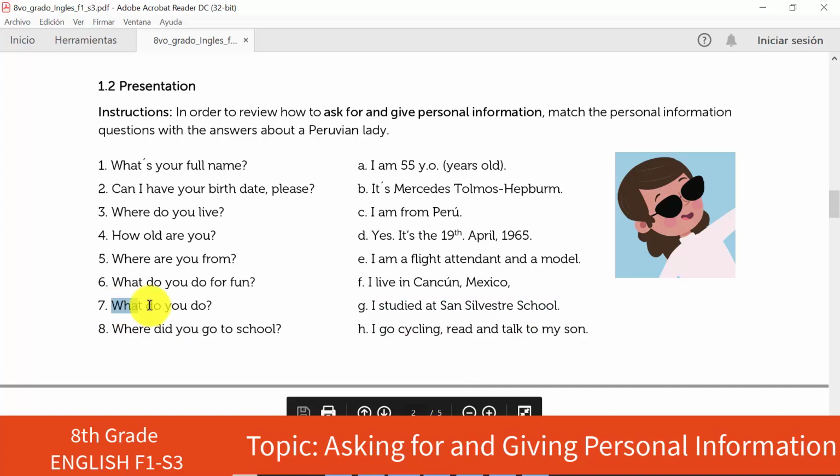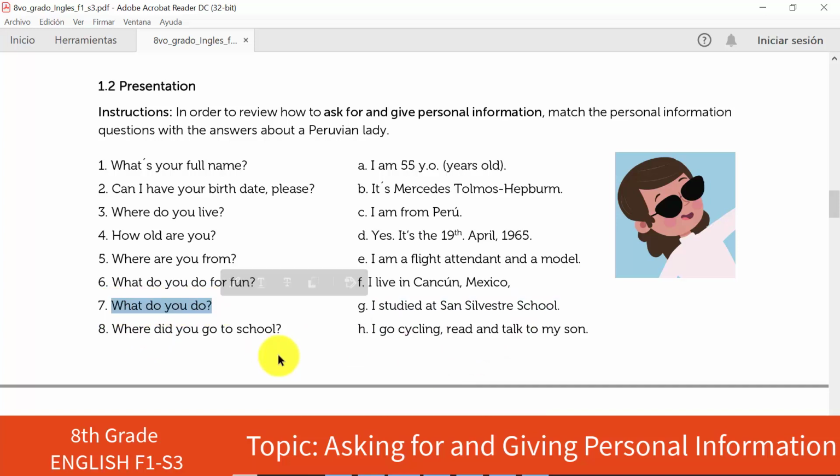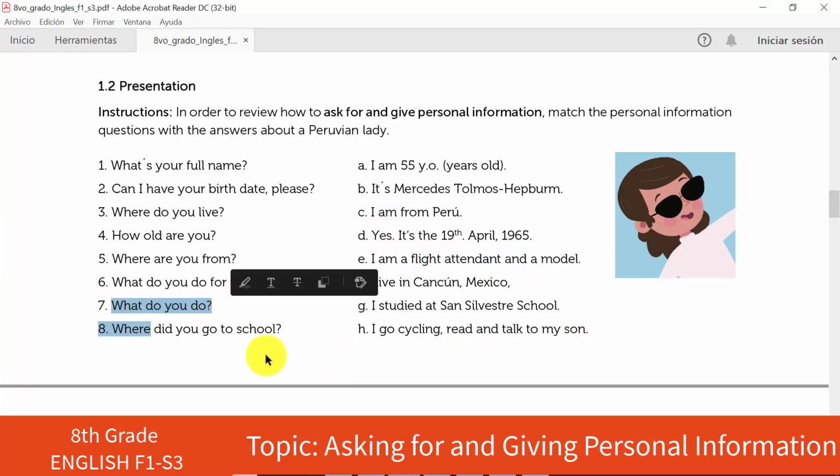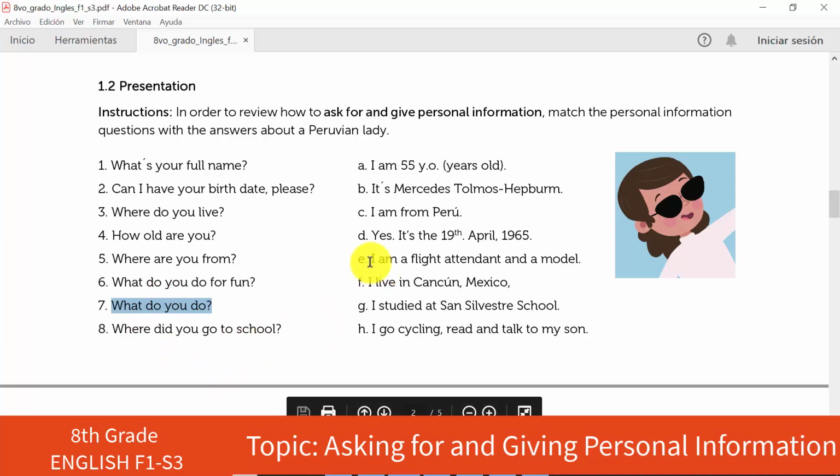Now, attention here. What do you do? ¿Qué es lo que tú haces? What do you do? I am a flight attendant and a model. What do you do? Es lo mismo que preguntar what's your occupation or what's your job, okay? What do you do es ¿qué haces? ¿Cuál es tu trabajo? What do you do for a living? ¿Qué haces para sobrevivir? I am a flight attendant. Soy una azafata o aeromoza and a model y modelo. Recuerda, las respuestas siempre son similares a las preguntas.